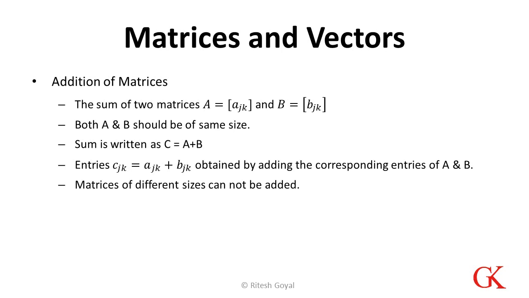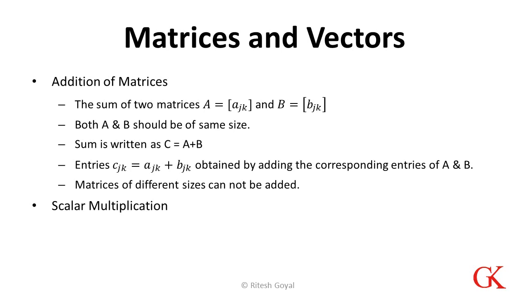Again, as we mentioned before, matrices of different size cannot be added. Matrices have to be of the same size to get added. Scalar multiplication. Now we understood the matrix, we understood the vector, we know the scalar, we understood the addition. Subtraction is nothing but addition with the different sign.